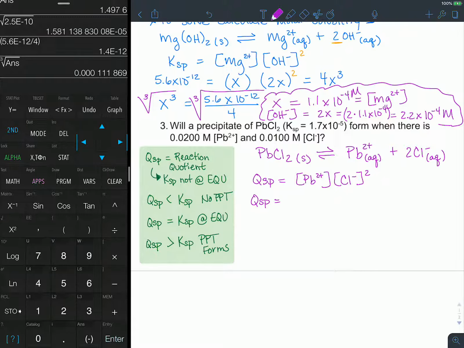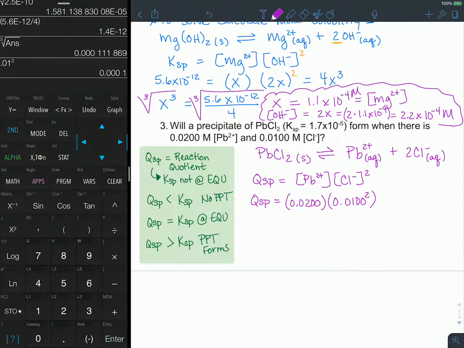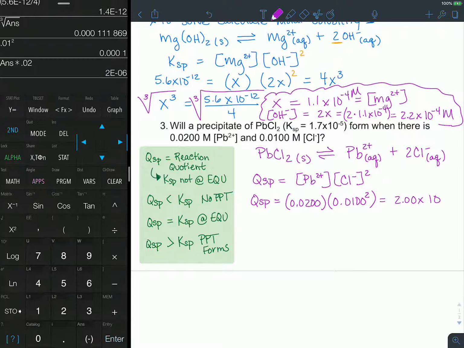So we have 0.0200 times 0.0100, and we need to square that one. Make sure in your order of operations you do that properly. So I'm going to go ahead and do that first. So 0.01 squared, and then I will multiply that times 0.02, and we get a value of 2 times 10 to the negative 6th. So 2.00 times 10 to the negative 6th.